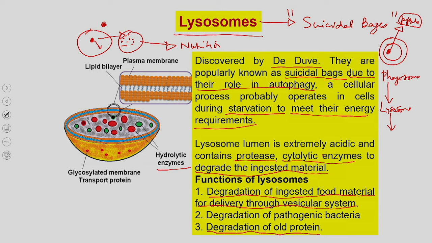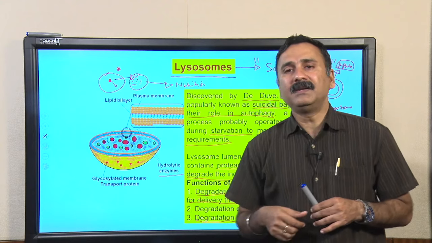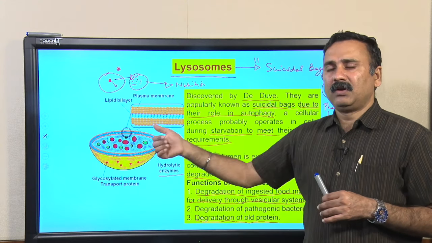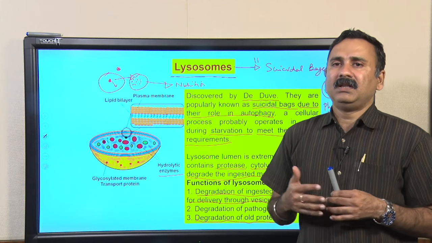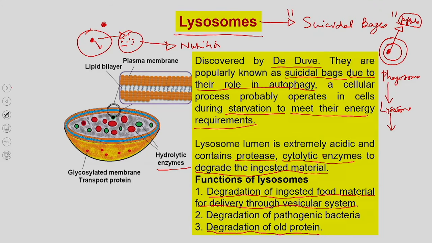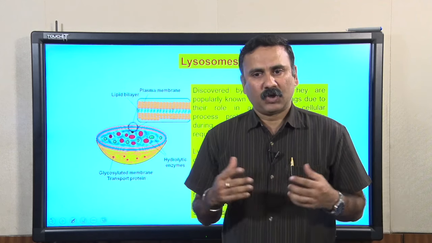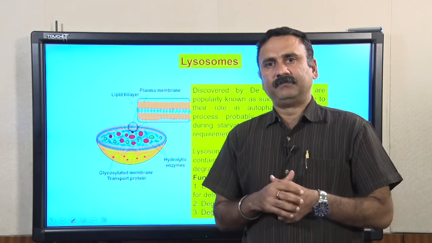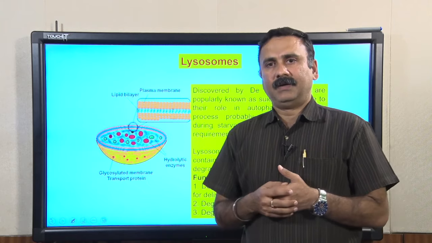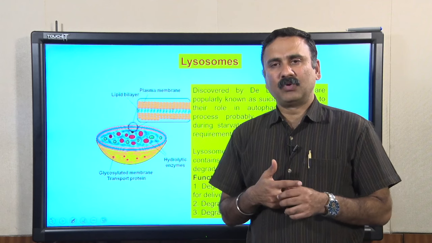The lysosome is also required to degrade older proteins. So if a protein is aged and is required to be degraded, then this protein is also delivered to the lysosomes for its degradation. Because once you degrade this particular protein and generate amino acids, these amino acids can be used by the cell for the synthesis of other biomolecules. So lysosomes, as we discussed, are called suicidal bags, and their job is to destroy the ingested bacteria, as well as to digest proteinaceous substances or aged proteins.